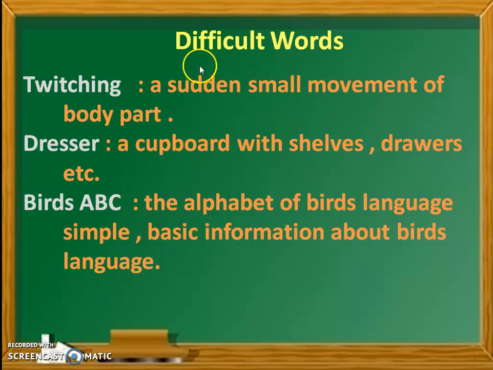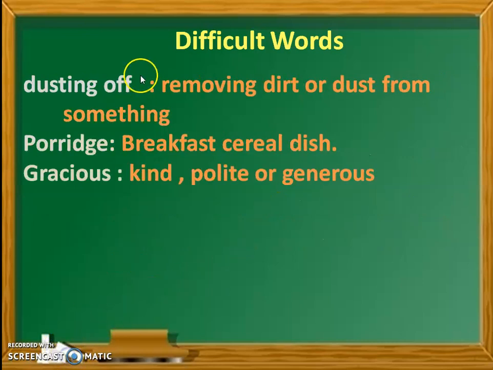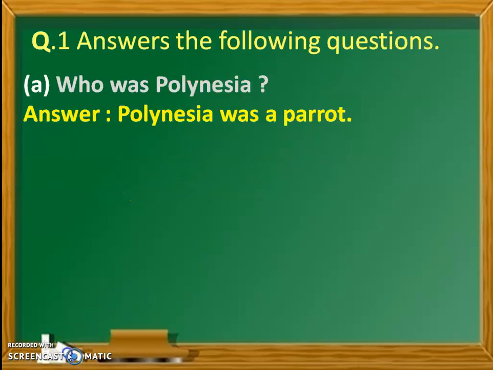In this chapter there are a few difficult words. Twitching means a sudden small movement of a body part. Dresser is a cupboard with shelves and drawers, etc. The bird's ABC means the alphabets of bird's language, simple basic information of bird's language. Dusting off means removing the dust from something. Porridge means a breakfast cereal dish. Gracious means kind, polite, or generous.